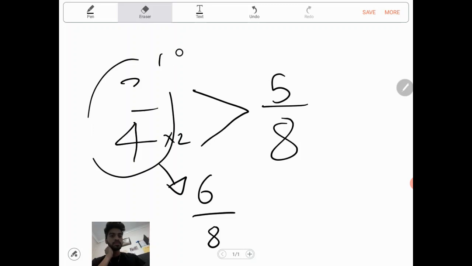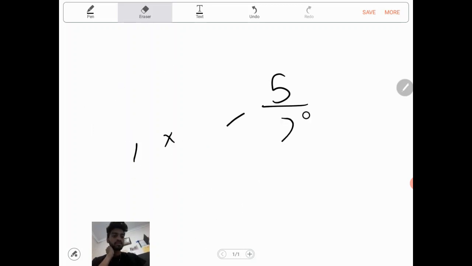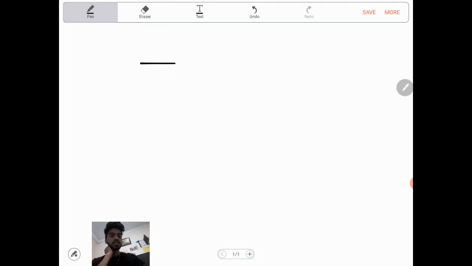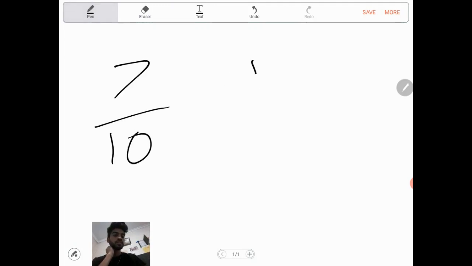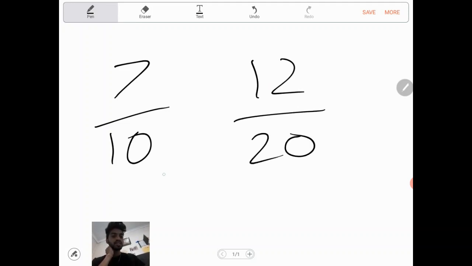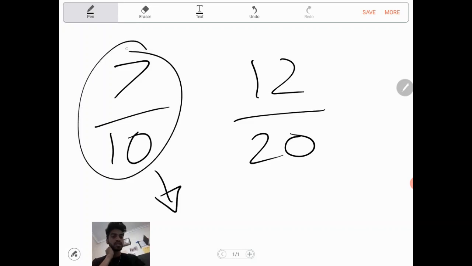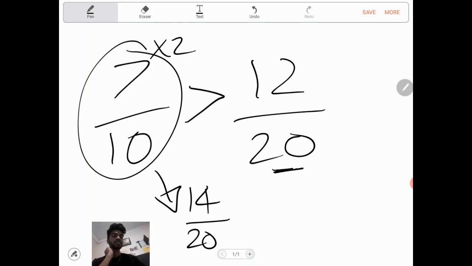Right, let's do one more. So let's say we got 7/10 and 12/20. Now I want to know which is bigger. Again, I just need to make the denominator the same. So this one I'll times by 2. Then when I times the 10 by 2, it'll give me 20, just like the 20 I have over here. 7 times 2 would have given me 14. Now I know that 7/10 is the same as 14/20, which is bigger than 12/20. That means that 7/10 is your bigger fraction.